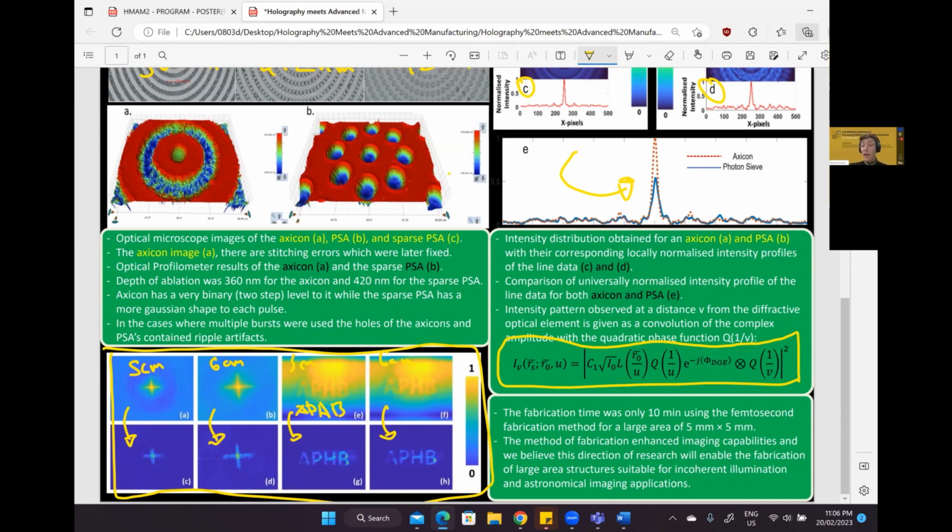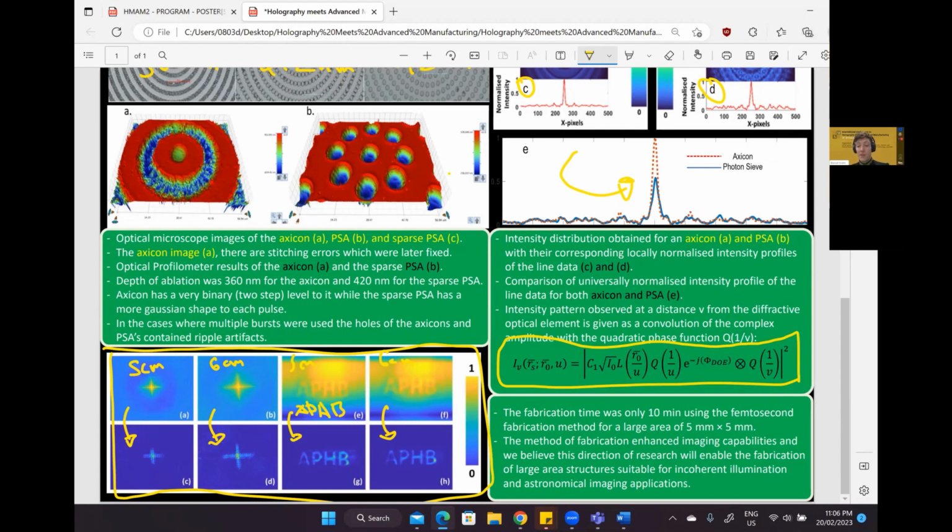Axicons also have a large depth of field. They keep all their light on the axis for a large distance. So that means something that's in focus is going to have that large depth of field. It's always going to be in focus for a while, which means if you have a setting with lots of light to mitigate the low throughput, it can be used for photography applications.